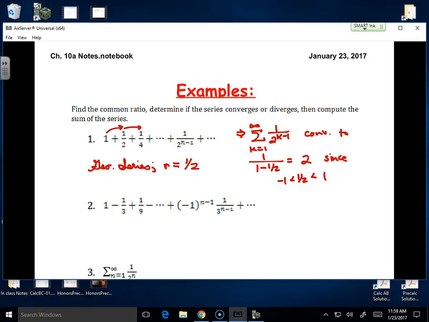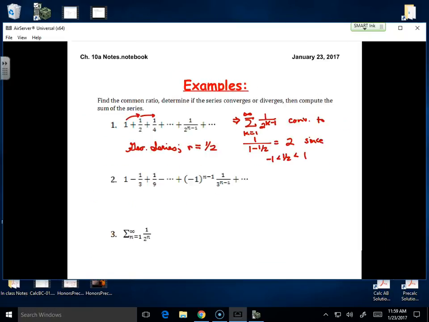You're going to get used to me writing these little snippets of, first of all, what test are we using? Second of all, what fact points us to what we're about to state as our conclusion? Number 2. What do we got? Is it a geometric series? Yeah, r is -1/3. Good. So we can say, yay, we can use the geometric series again. Why? Because r equals -1/3. So what can we say as a result?